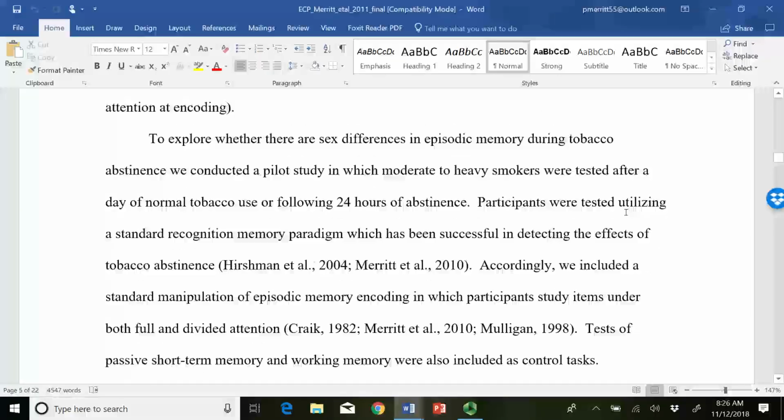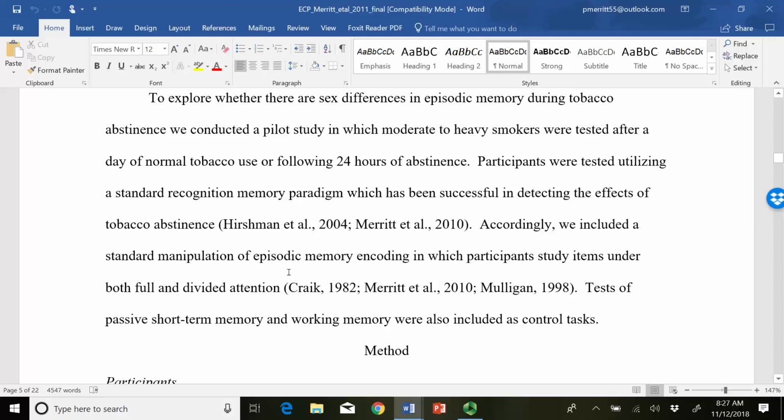So here is that final paragraph, and this is one of the most critical parts of the introduction section. To explore whether there are sex differences in episodic memory during tobacco abstinence, we conducted a pilot study in which moderate to heavy smokers were tested after a day of normal tobacco use or following 24 hours of abstinence. They were tested utilizing standard recognition memory, that has been successful in detecting effects of tobacco abstinence, included a standard manipulation of episodic memory encoding, and tests of passive memory and short-term memory and working memory were also included as control tasks.